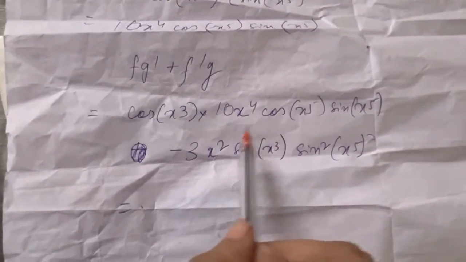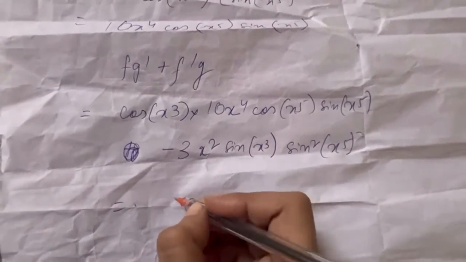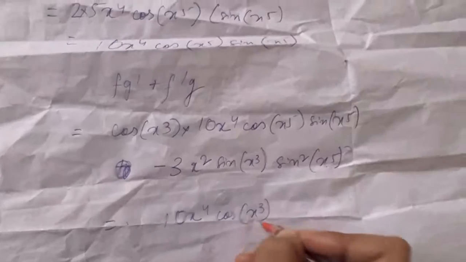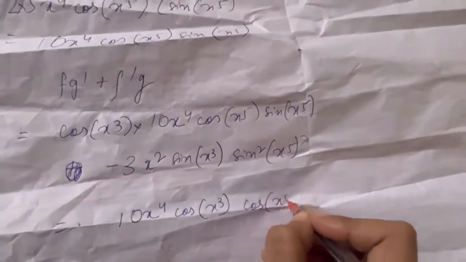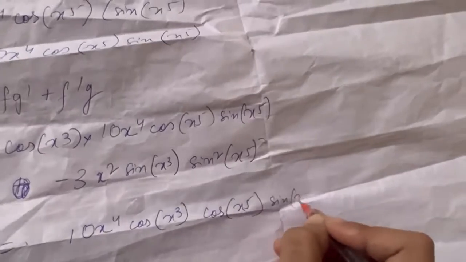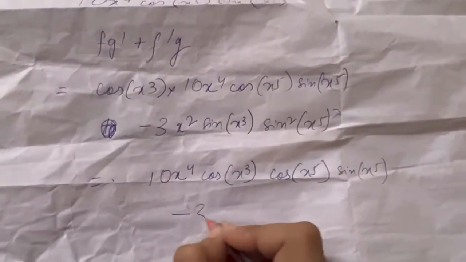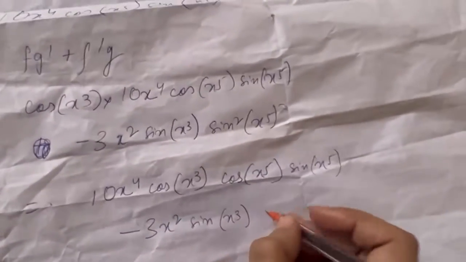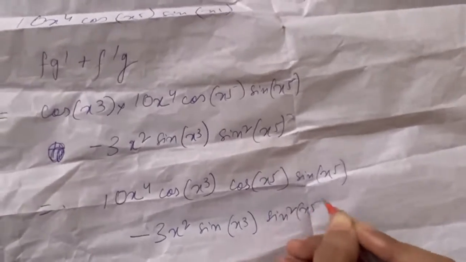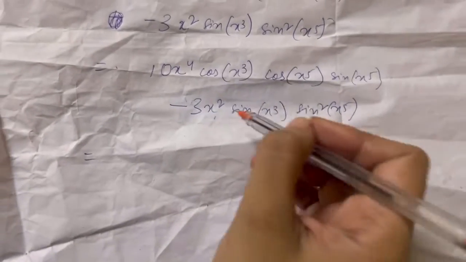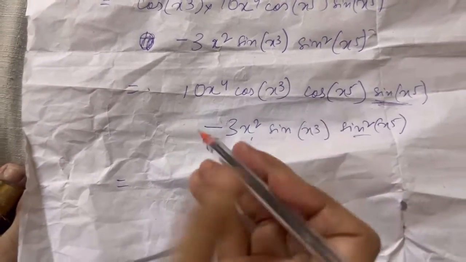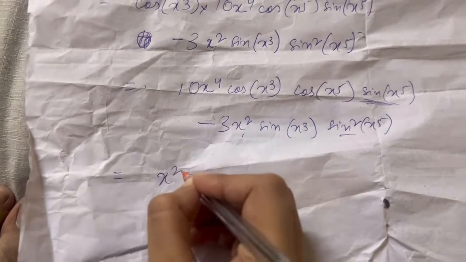Now let's arrange them properly. So this is going to come here, 10x to the power 4. So we got cos x cube, cos x to the power 5, sine x to the power 5, minus 3x square sine x cube sine square x to the power 5. Now let's find out if there's anything common. I can see x square is common, and I can also see sine x to the power 5 is common.